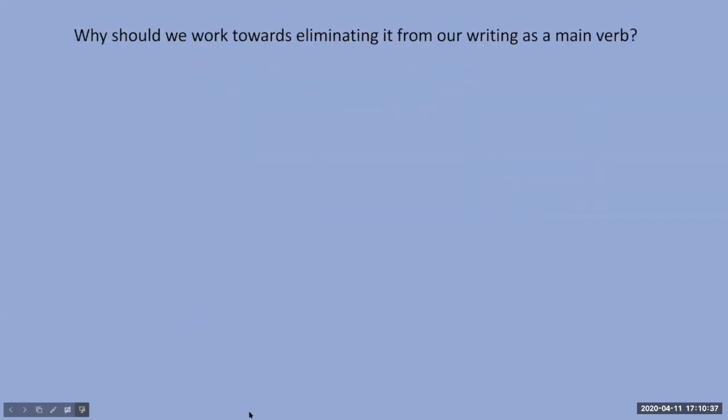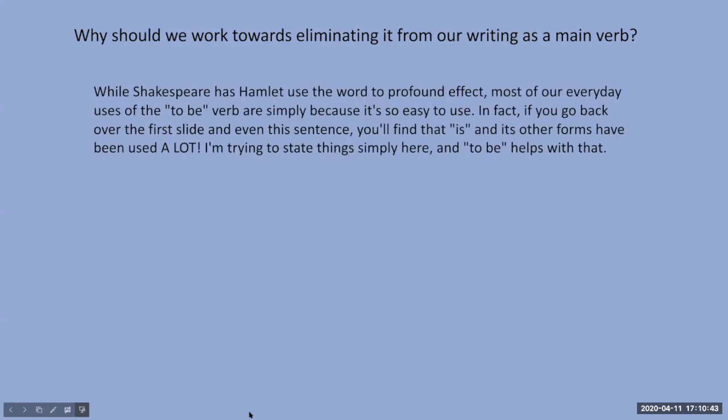Why should we work towards eliminating it in our writing as a main verb? While Shakespeare has Hamlet use the word to profound effect, most of our everyday uses of the to be verb are simply because it's so easy to use. In fact, if you go back over the first slide and even this sentence, you'll find that is and its other forms have been used a lot. I'm trying to state things simply here, and to be helps with that.